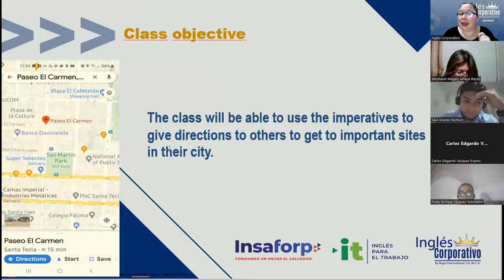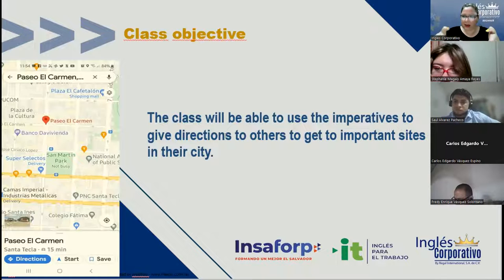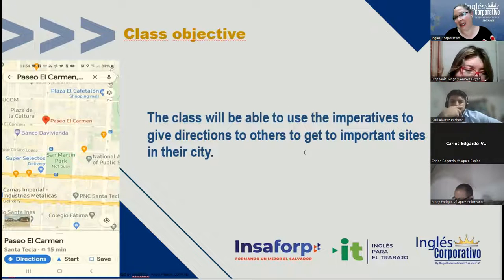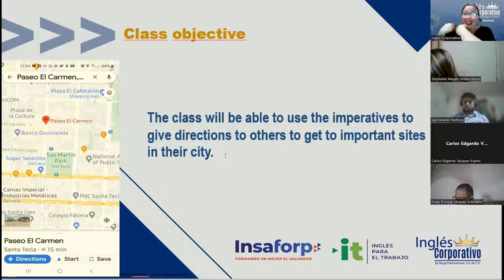But the objective here is to use the imperatives to give directions, okay? It's completely different from where we were when we studied the imperatives before, because usually you need to use polite language when you request something in your workplaces. But in this case, when you give directions, you use the imperatives, okay? This is for getting to important sites in their city, or in my city, depending on whether I am visiting and asking for directions, or they are the visitors and I have to give directions. So asking and giving directions requires using the imperative sentence, okay? Do you know how to get to Paseo El Carmen?